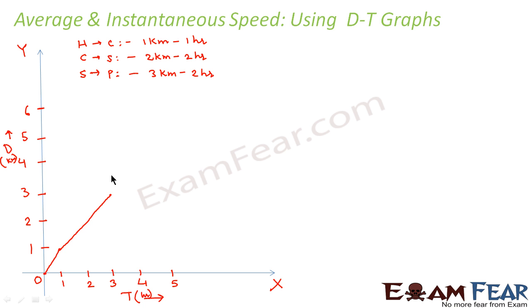Then from his school, he travels 3 kilometers, so 1, 2, 3, 3 kilometers in 2 hours. So this would be somewhat like this. So we can see the 3 parts of the journey: from home to church, from church to school, and then from school to playground.